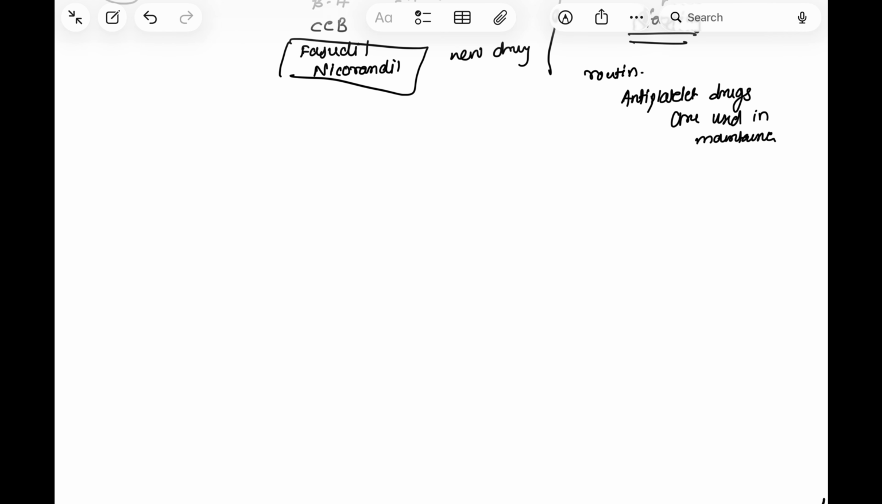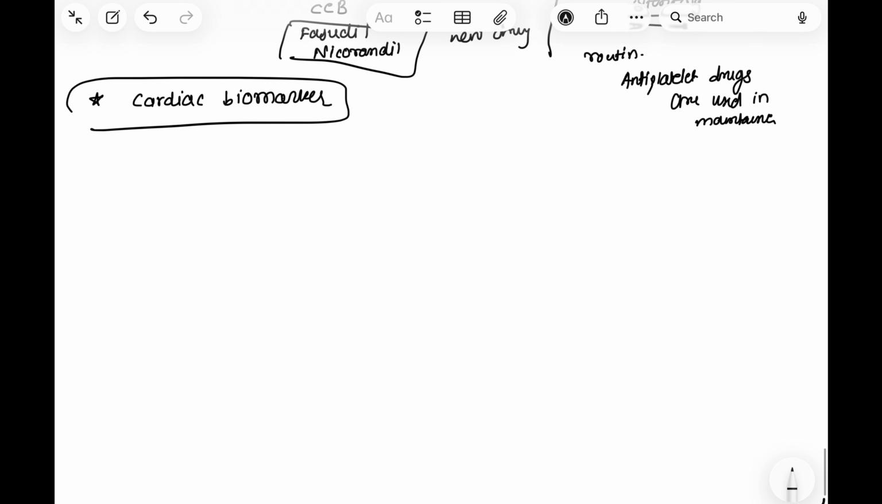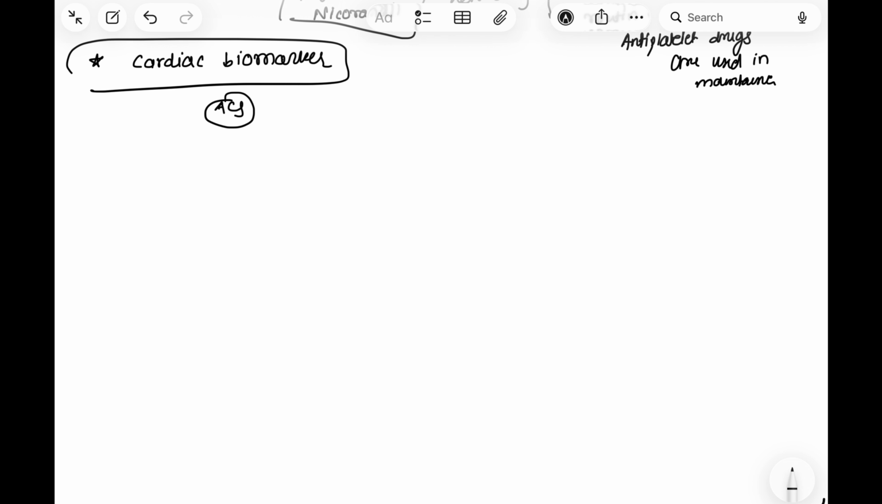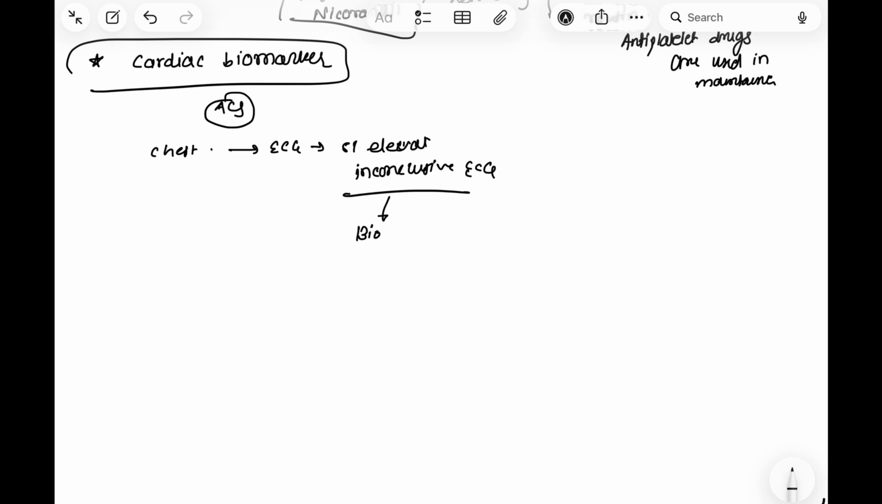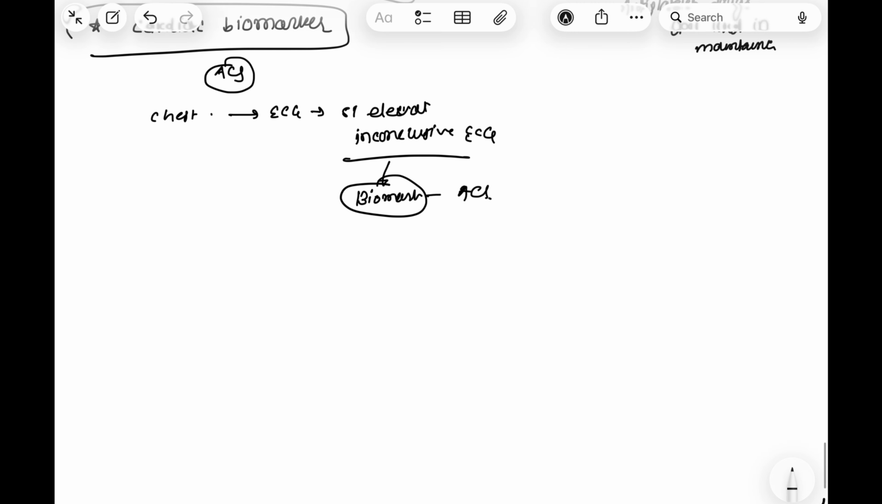The next thing we are going to study is cardiac biomarkers. Cardiac biomarkers play a very important role in the diagnosis of ACS, because whenever there is a patient with chest pain and the ECG doesn't show ST elevation, or there are a few inconclusive ECG patterns, then these biomarkers help to diagnose ACS. The most important thing about these biomarkers is the timings, because if you know the timings, then you can understand the injury to muscles.